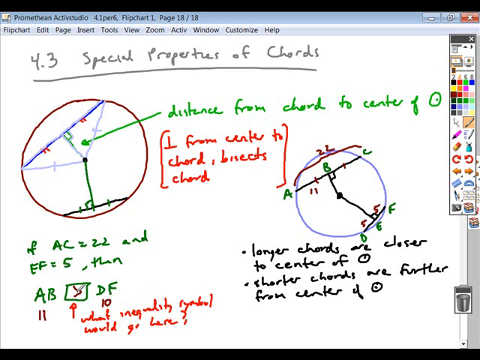Okay, so be prepared to find the relational symbols to identify specific measures, and it might either be the segments, the chords themselves, or even the distance between or from the chord to the center. And so be aware of working between those different relationships.